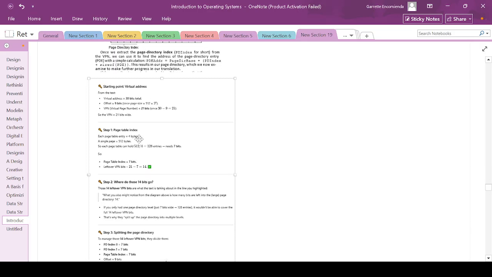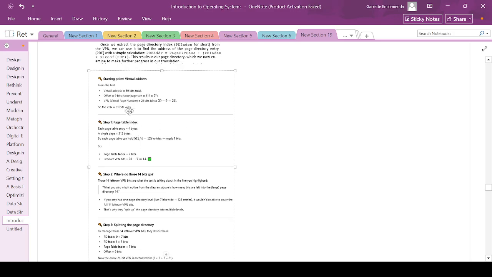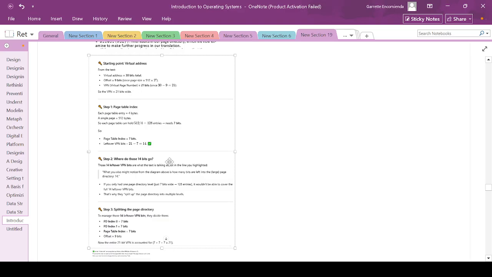So as a starting point for the virtual address, from the text, the virtual address is 30 bits total. The offset is 9 bits, since the page size equals 512, which equals 2 raised to 9. Now the VPN, the virtual page number, equals 21 bits, since 30 minus 9 equals 21. So to get the VPN, we subtract the offset.